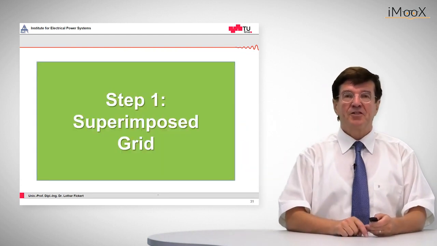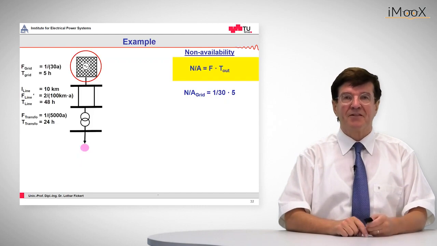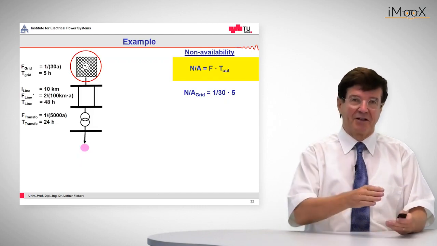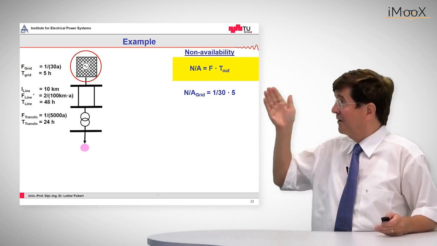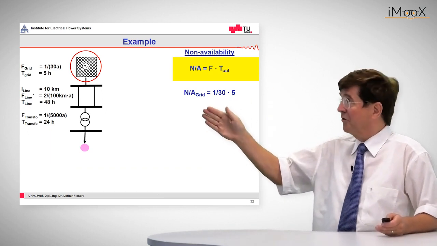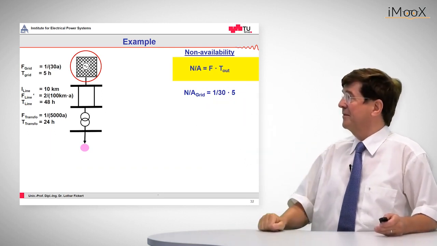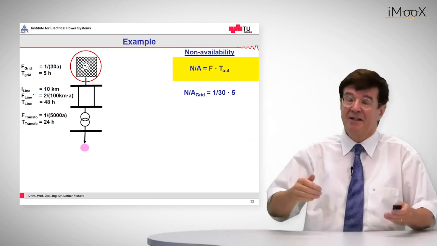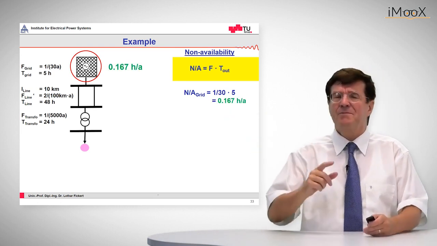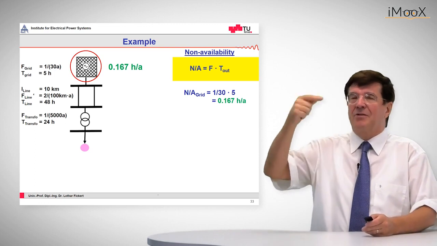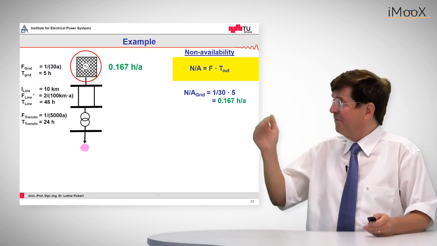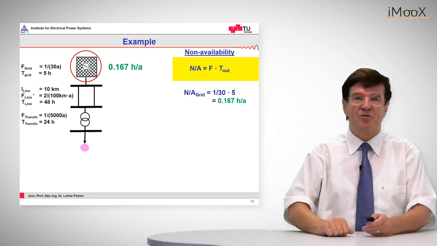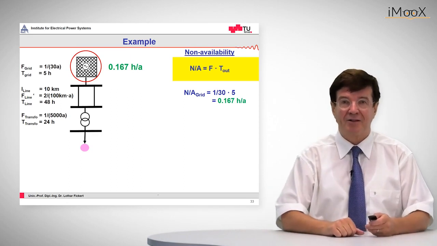So the superimposed grid is given by this basic formula. Non-availability is the product of the frequency of occurrence of faults and the average outage time. And this is 1 divided by 30 times 5. And the unit is important: it is hours per year. So the non-availability is 0.167 hours per year.